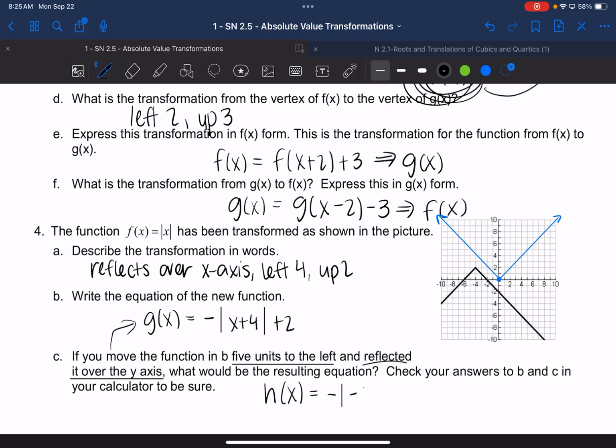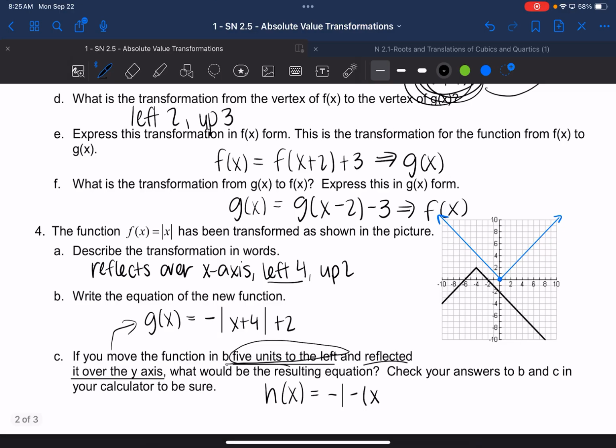Okay? And then in the parentheses, this part's going to change too, right? Because they said that we are now going to go 5 units further to the left. So we had already gone 4 units left. Now we're going to go 5 more. So what would it be now? +5. So we were 4 units to the left. 5 more would put us at a total of 9. Good.